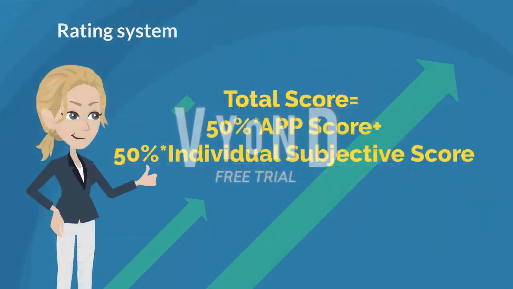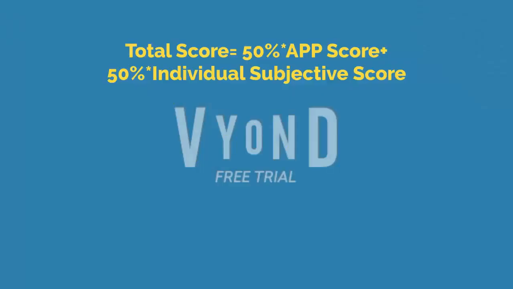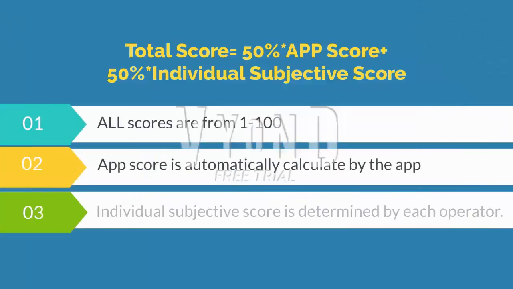Our rating system can be represented by the following equation. Total score equals 50% app score plus 50% individual subjective score. Note that all scores are from 1 to 100. App score is automatically calculated by the app. Individual subjective score is determined by each operator.